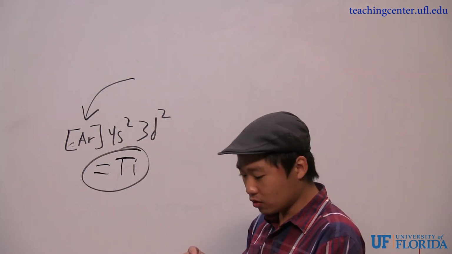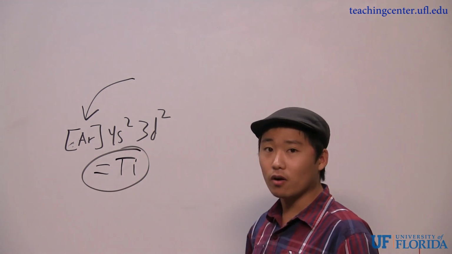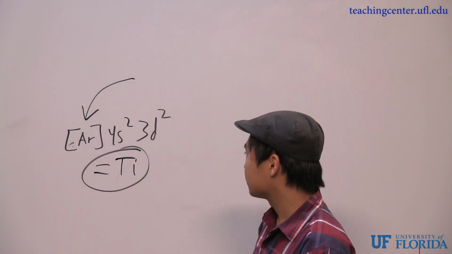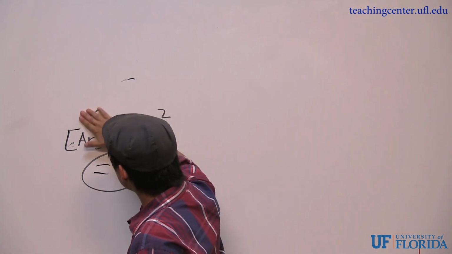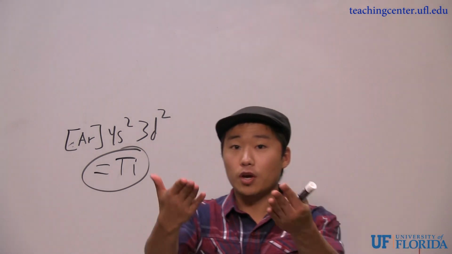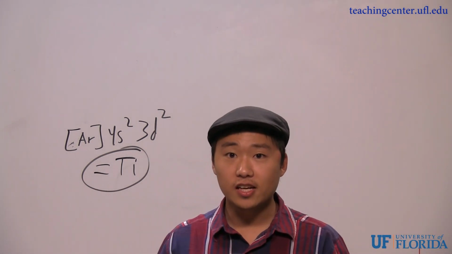Now, I know a lot of you are most likely a little bit confused about core, valence, and outer electrons. So I'm going to use an analogy. I bet a lot of you have jobs. And the point of a job is to get paid. You get paid, I get paid for doing this, etc.